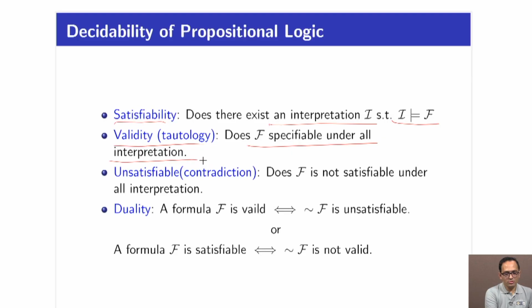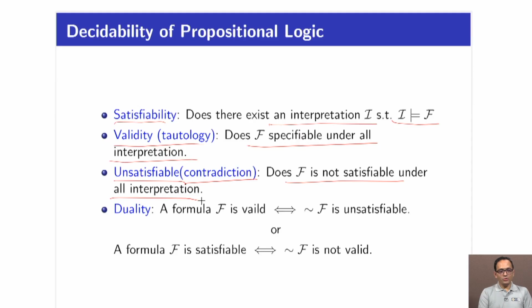Okay. So, consequently, I can define what is unsatisfiable, also called a contradiction. It means the formula is not satisfiable under any interpretation. That means under all interpretations the formula is false. Satisfiability is for at least one interpretation where the formula is true, then the formula is satisfiable. Unsatisfiable is when for all interpretations the formula is false.